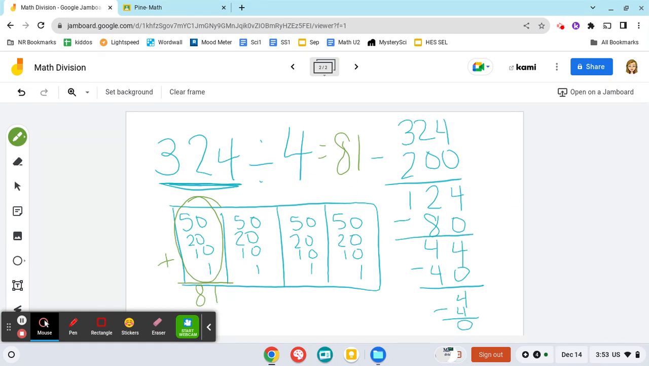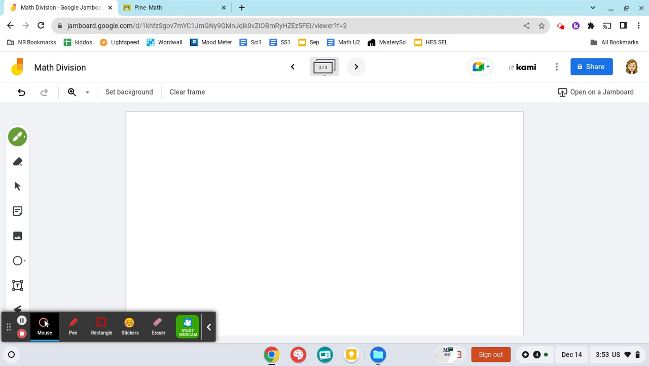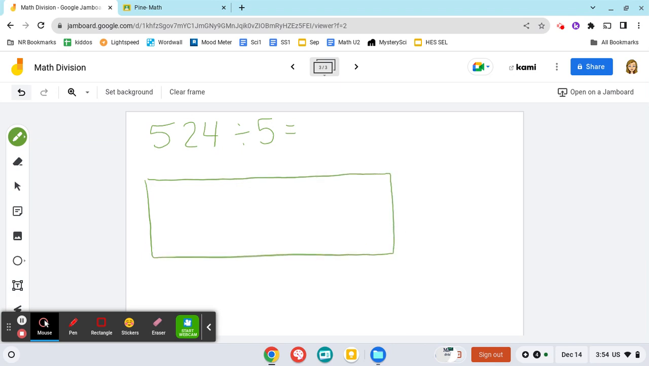Now, sometimes you don't always end with a 0. So let's look at an example of that. Let's look at a problem such as 524 divided by 5. Right, so my divisor is 5, which means we're going to have how many boxes? Yep, 5 boxes. So now I have 1, 2, 3, 4, 5.